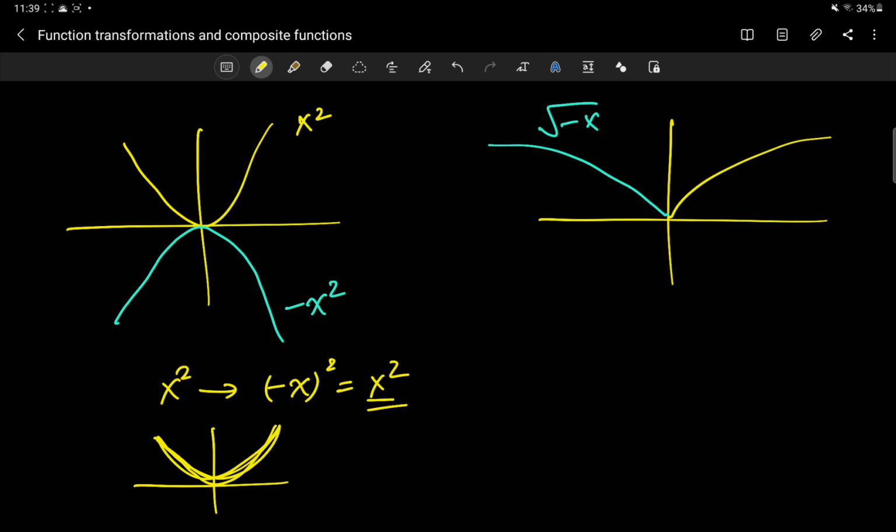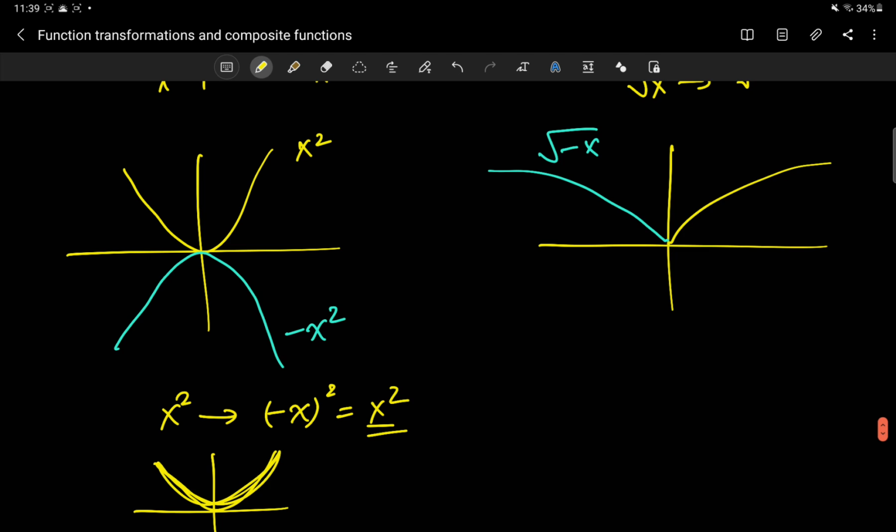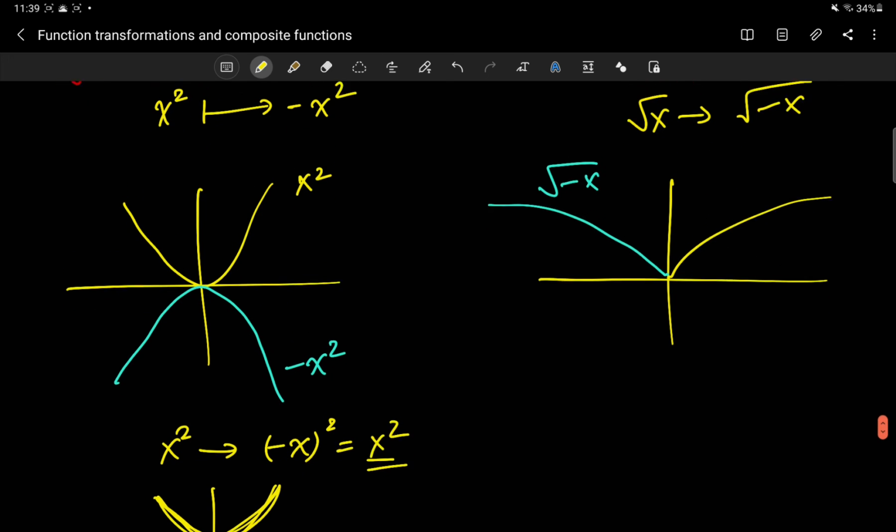That brings us to the end of the reflection part. This one's pretty simple. The last transformation that we need to talk about is stretching and shrinking, so we're going to look at that in the next video. And once again, just like everything else, there are going to be two categories of stretching and shrinking: vertical stretching and shrinking, and horizontal stretching and shrinking. All right, that's it for this video.